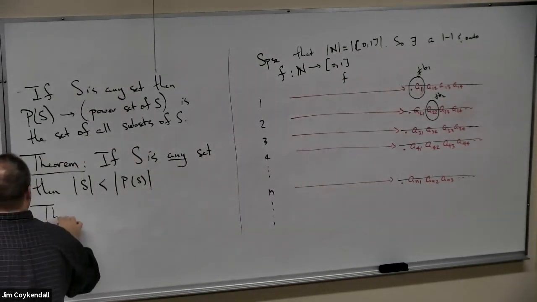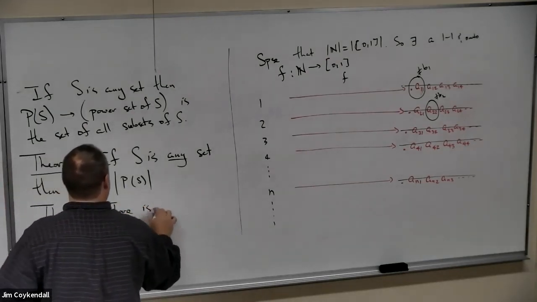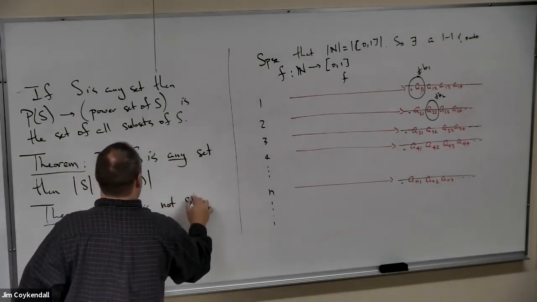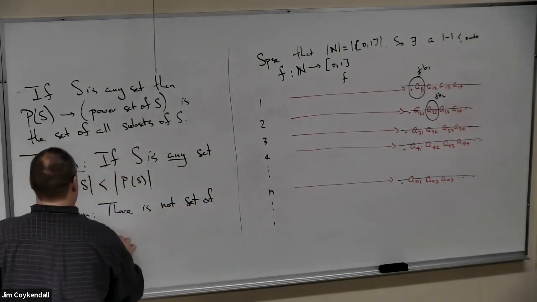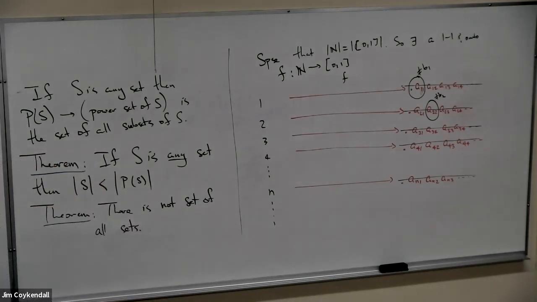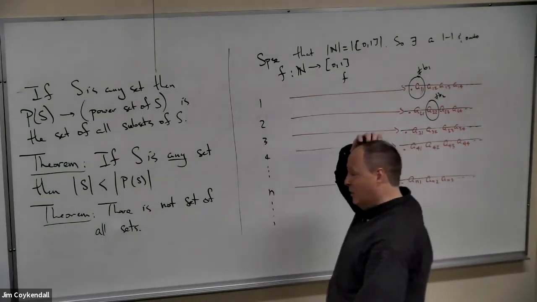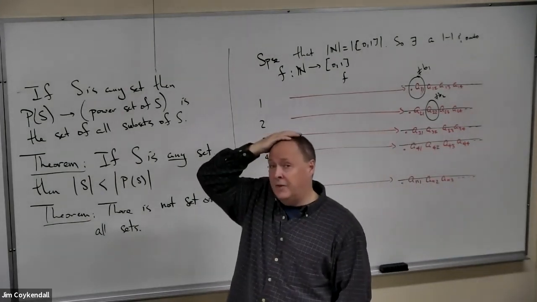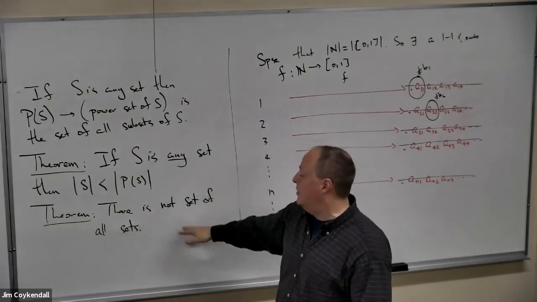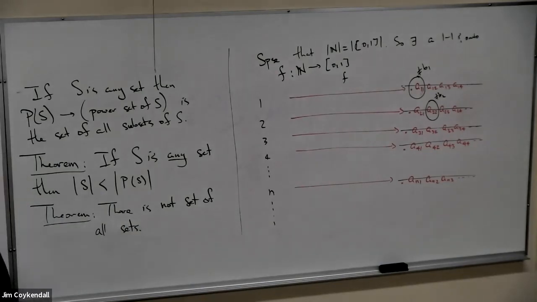And here is the last theorem. There is no set of all sets. The proof of this is actually surprisingly elementary, but Bertrand Russell realized this in the early 1900s, and it shook set theory. This was a fundamental crack in set theory when it was discovered, in the early 20th century. It has since been fixed, but it's surprisingly elementary.